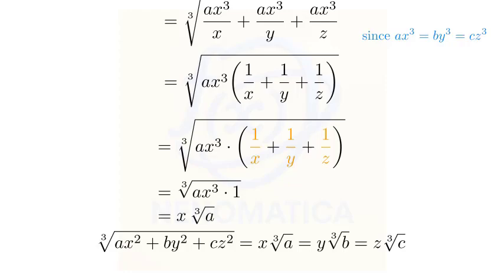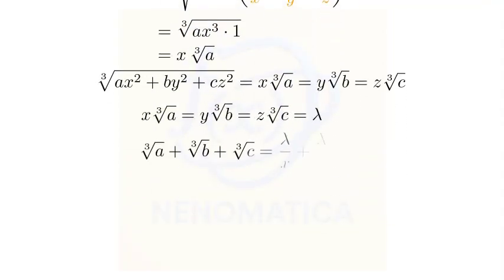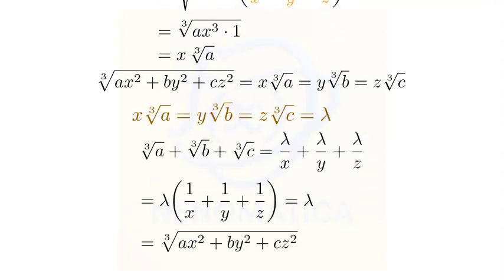Let that common value be lambda. Then the sum of the 3 cube roots equals lambda times the sum of 1 over x, 1 over y, and 1 over z, which is 1. Therefore, the sum of the cube roots equals the original cube root expression, completing the proof.